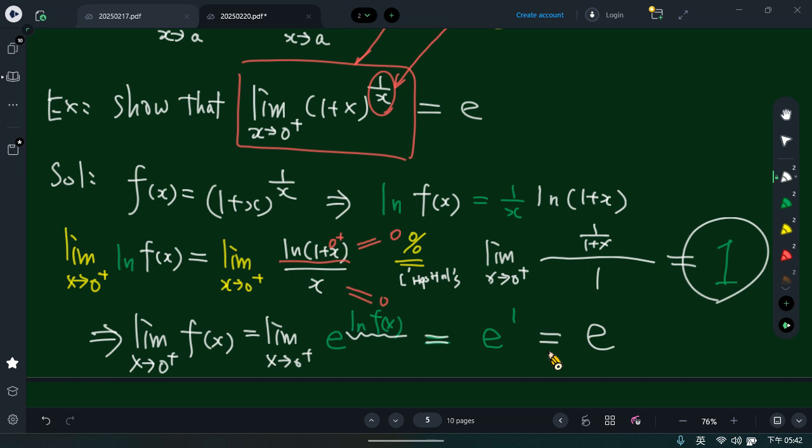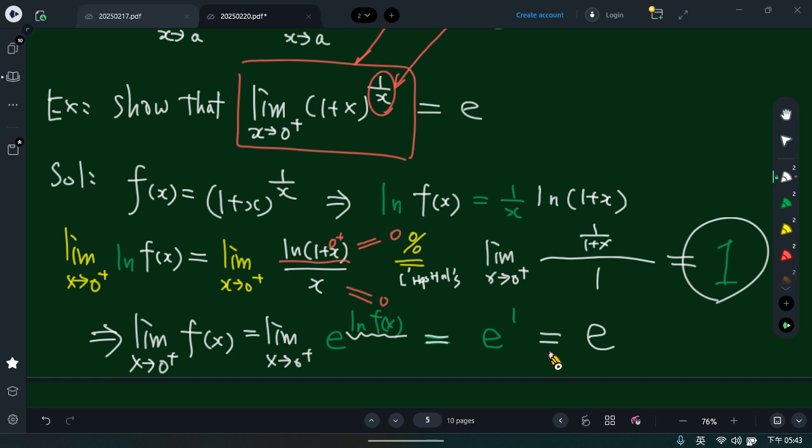Let me show again. You already have the limit as x approaches 0 plus of ln f of x, so the answer is 1. So right now, go back to the original request. They just ask you to calculate the limit as x approaches 0 plus of f of x. That would be equivalent to getting the limit as x approaches 0 plus of e to the power ln f of x. So we already have this part. This is 1, so far.